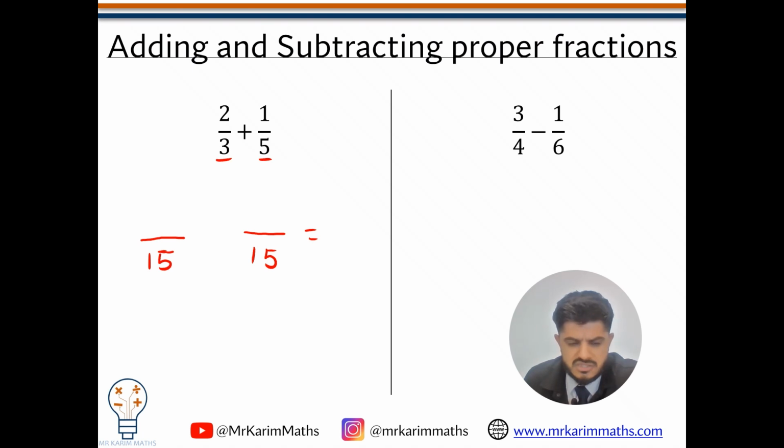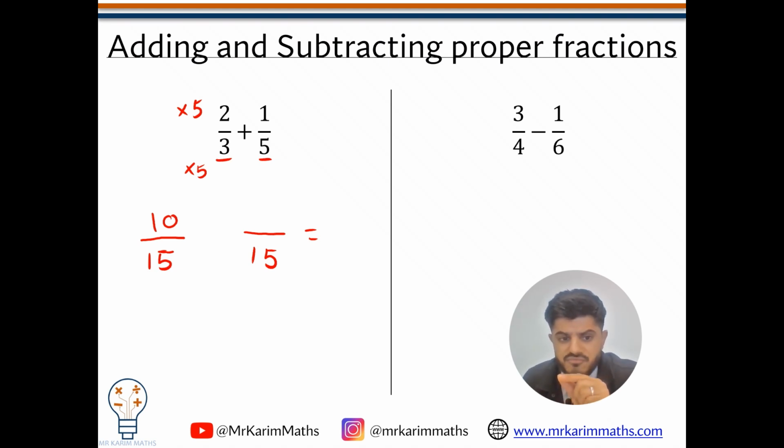Now, the second thing to ask yourself, once you have that 15, is what did you multiply this 3 by to make 15? We know the answer to that. It's 5. Whatever you do to the bottom, you do to the top. So whatever you do to the denominator, you must do to the numerator. So if I've multiplied the denominator by 5, I must also times the numerator by 5. 2 times 5 is 10.